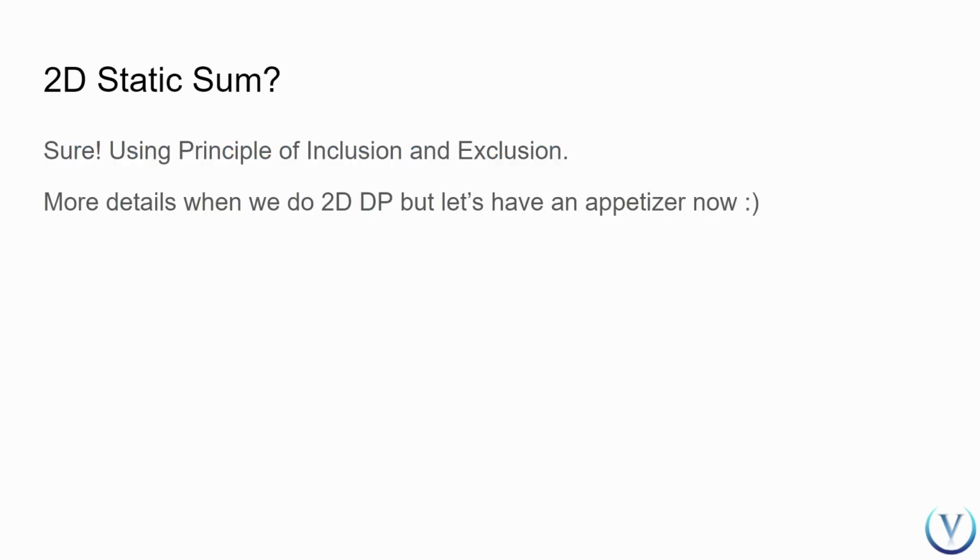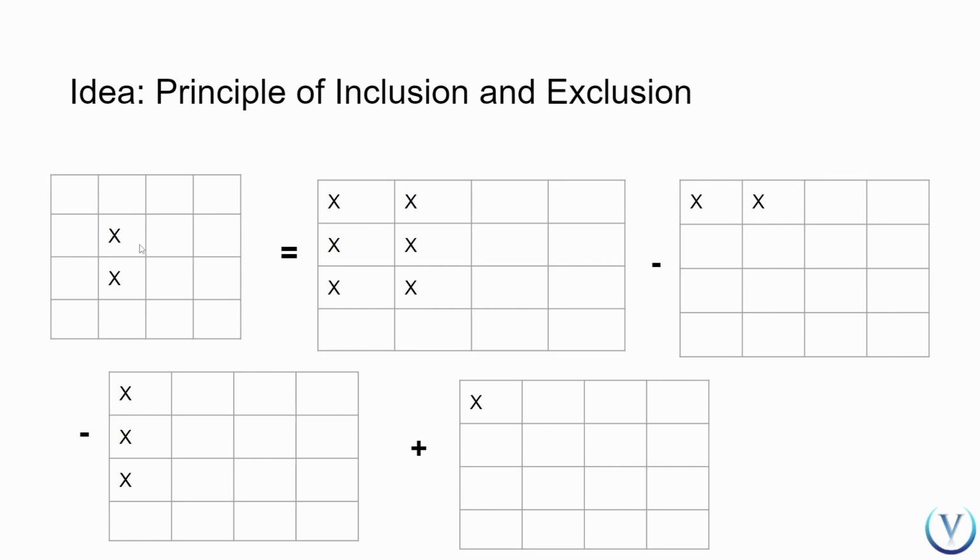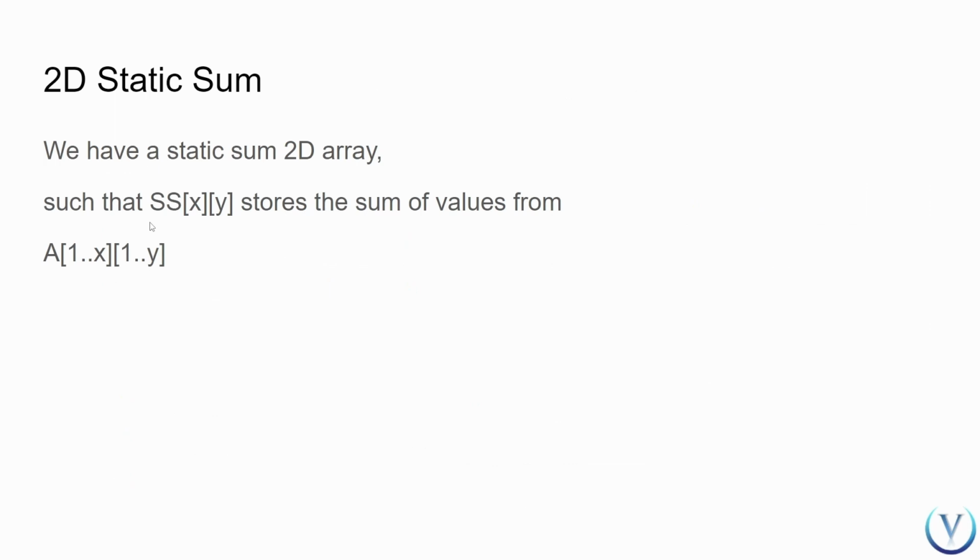Now, is it possible to extend this to 2-dimensional static sum? Certainly. We can use the principle of inclusion and exclusion, and the idea goes as follows. If we want the sum of a sub-rectangle, then that can be calculated by sums and differences of 4 sub-rectangles starting from the top left corner. Specifically, SS of x, y stores a sum from a of 1, 1 to a of x, y.